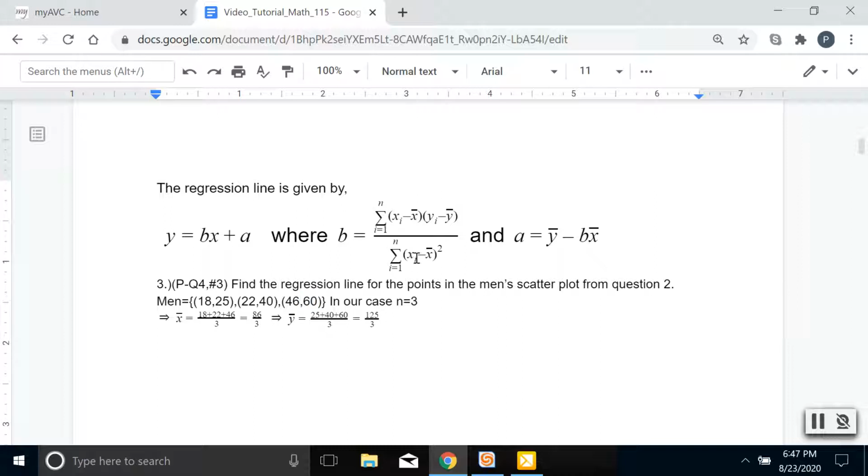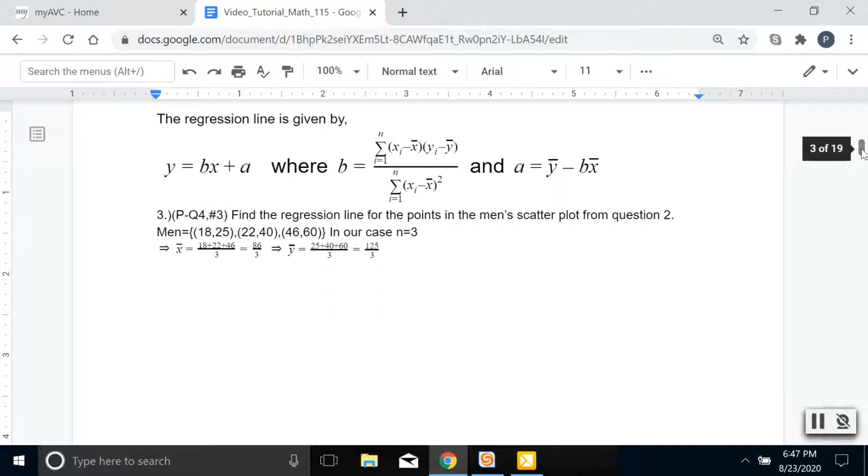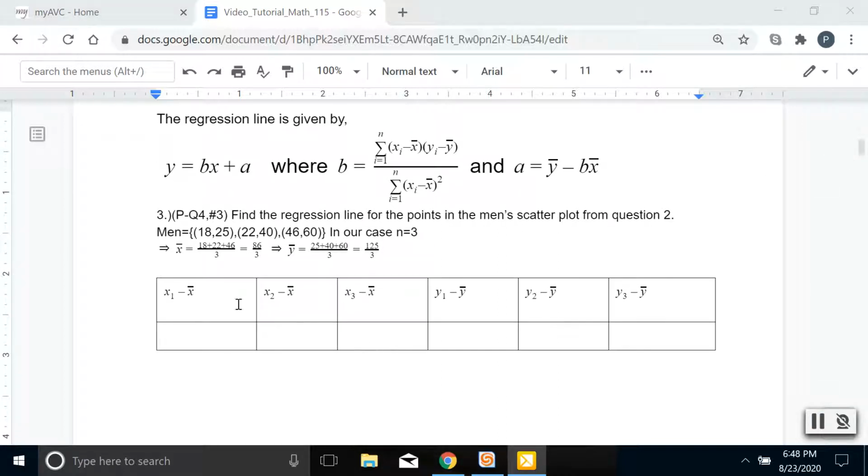Okay, now we're going to have to start computing the top part of this b. It has the product of the xi minus x bar times yi minus y bar. I'll explain what that is. We're going to have to make a table here, so let me write a table, and we'll start computing it then. So here's the table we have to compute.